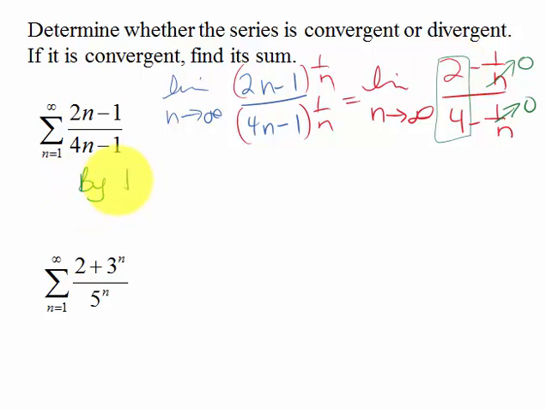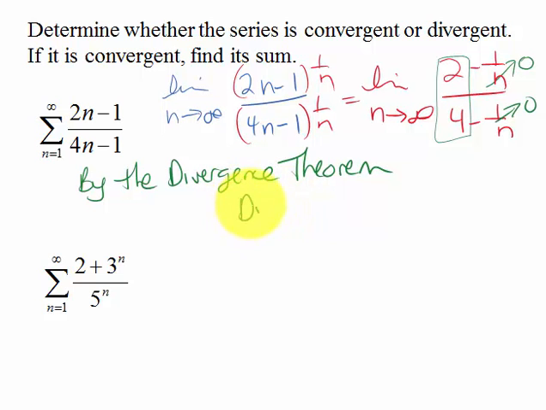So by the divergence theorem, this series diverges. And remember, the divergence theorem says for the series to converge, the limit as n goes to infinity of the terms has to be 0. So it was 1/2, so by the divergence theorem this diverges.